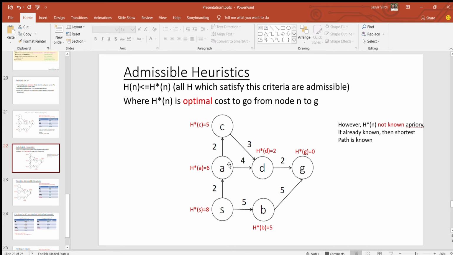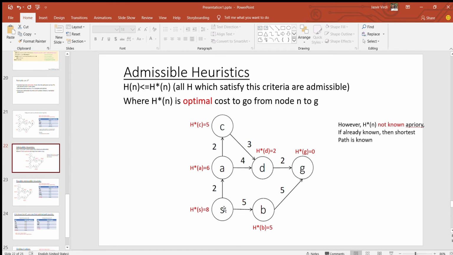If you're at node A, then you have two particular ways to go to G. One would be taking path A to C to D to G, and that cost is about 7 units. The other way would be to go from A to D to G, which is about 6 units. Since we are talking about the optimal cost to go, h*(A) would be 6 units. A similar procedure can be done for S, and h*(S) would be about 8 units. The way I calculated this h*(n) value was that we went through each and every path and picked the minimum cost to go from node n to G.